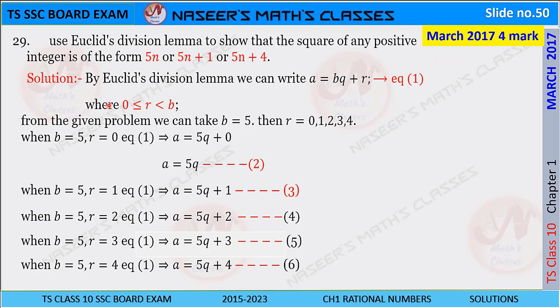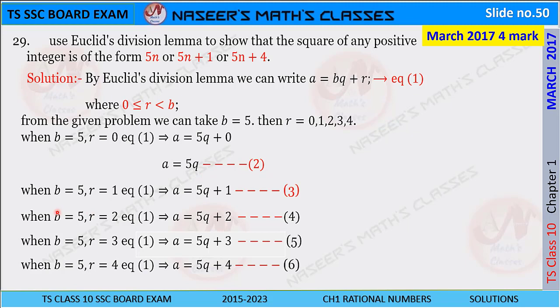By Euclid's division lemma, we can write a is equal to bq plus r. Let this be equation 1. The condition is 0 less than or equal to r less than b. From the given problem, we can take b is equal to 5. Then r values are from 0 up to 4. So when b is equal to 5 and r is equal to 0, then equation 1 implies a is equal to 5q plus 0. Then we get a is equal to 5q. Let this be equation 2.